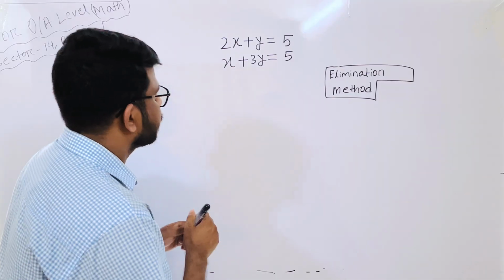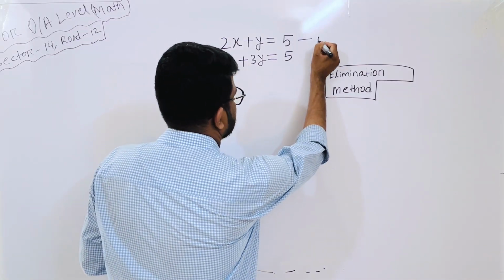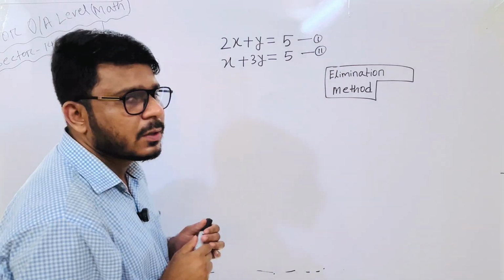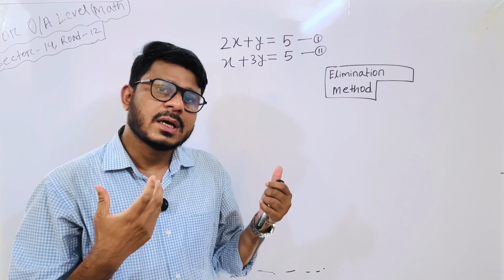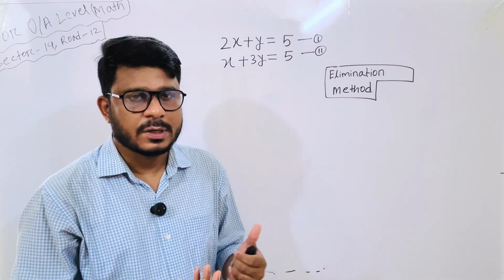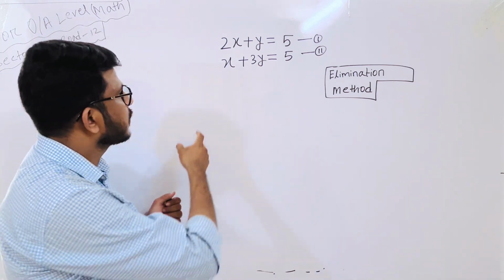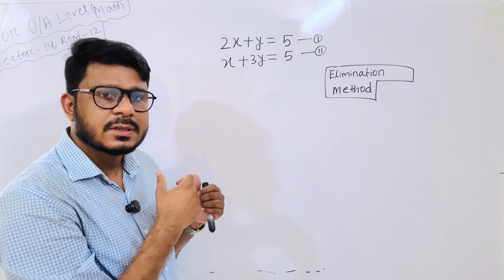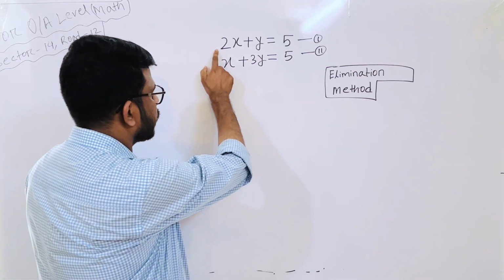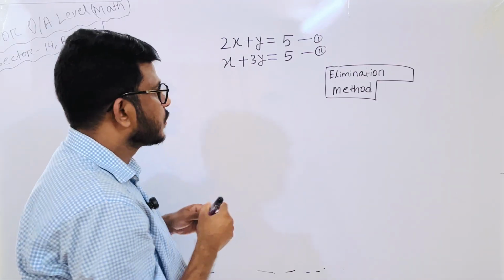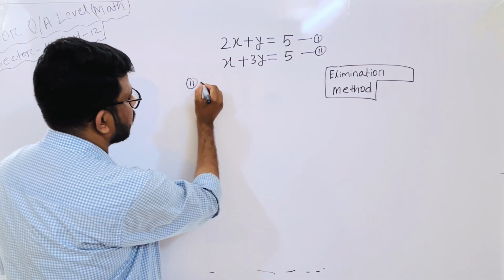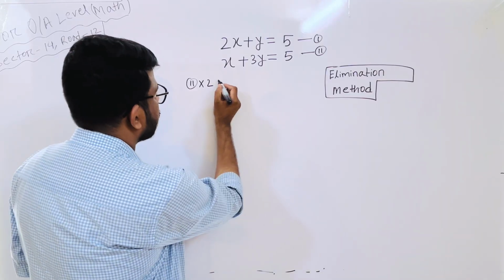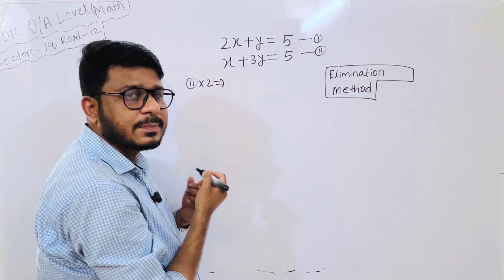We can write this as equation number 1 and this as equation number 2. Here we can eliminate either the x term or the y term. If we want to eliminate the x term, the amount of x in both equations has to be the same. Since there is 2x and only 1x, if we multiply equation number 2 by 2, it will be 2x. So the whole of equation 2 we have to multiply by 2.